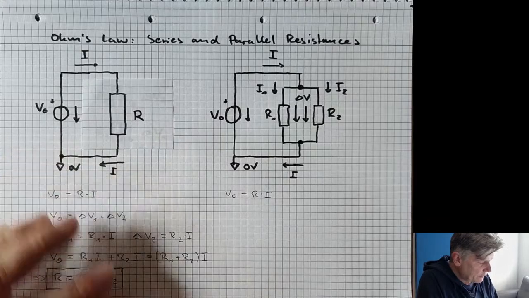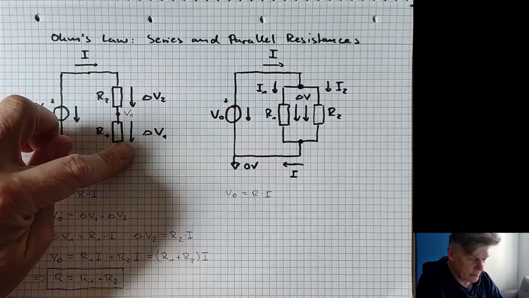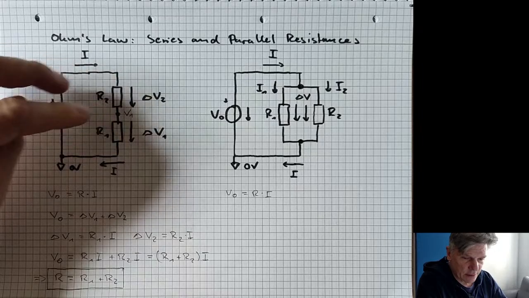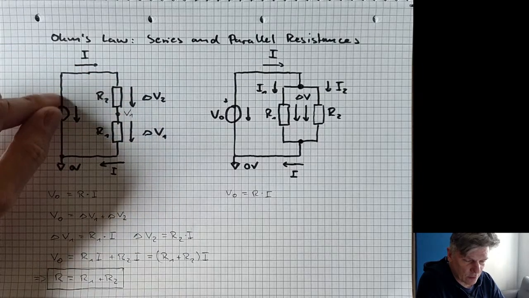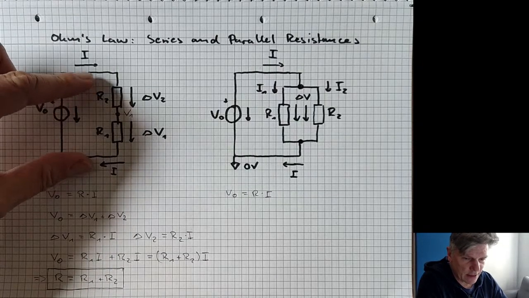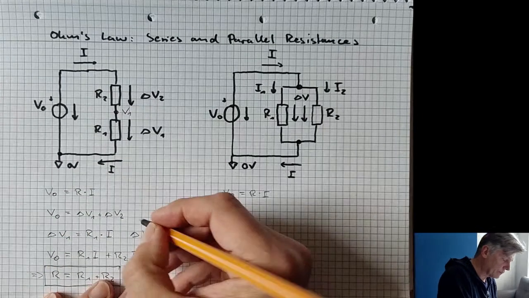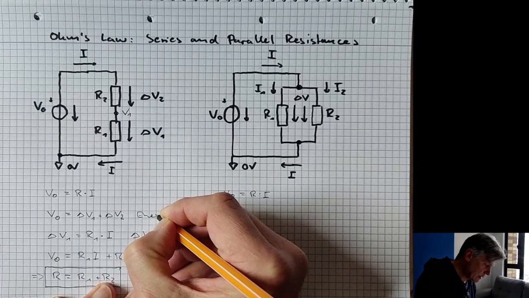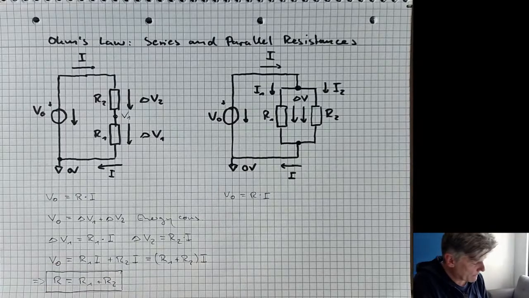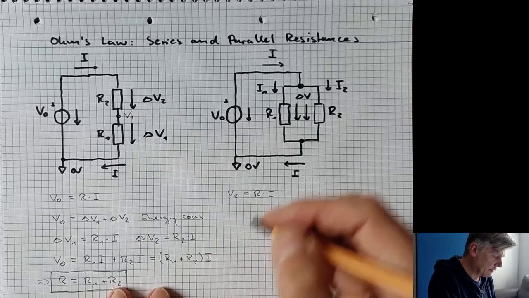So to derive this formula, you simply have to take into account that the current is identical, the voltage drops are different, and we are applying then on one hand the law of Ohm, and on the other hand the conservation of energy. This is the conservation of energy. Okay, now let's have a look at the parallel resistance.